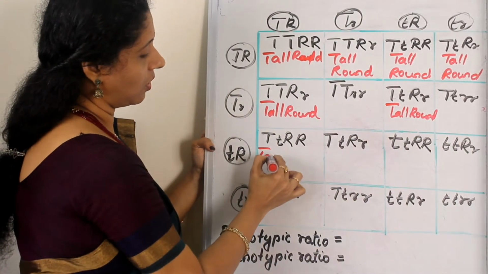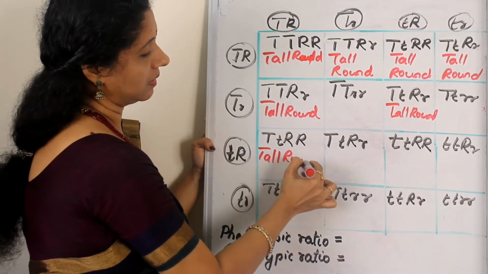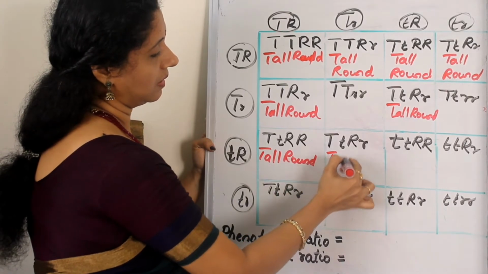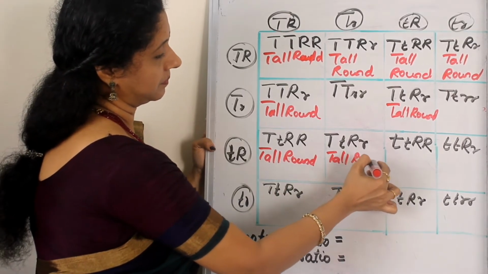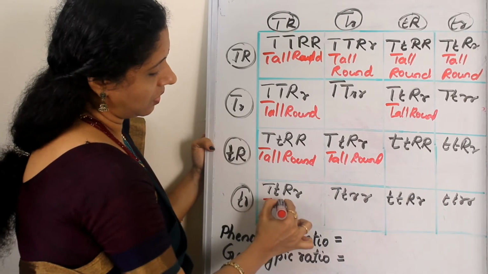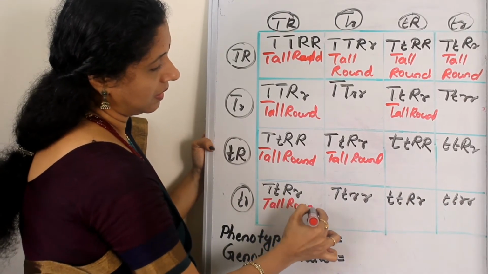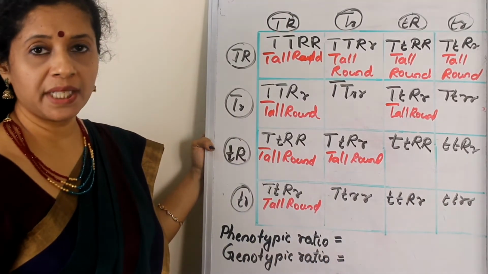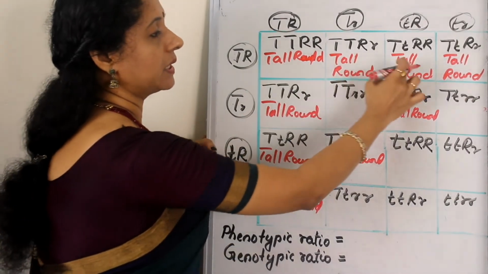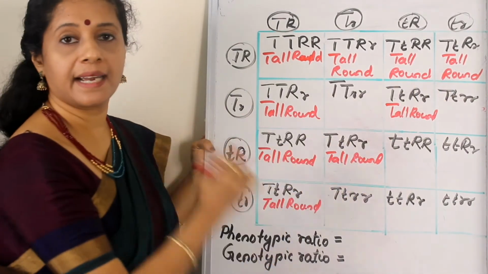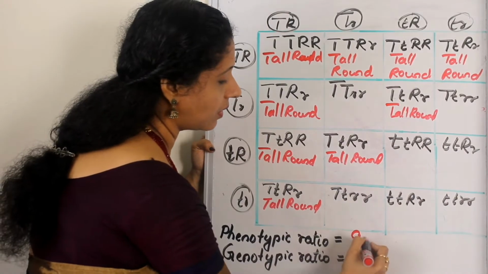Here again, tall, round. So how many tall round did we get? 1, 2, 3, 4, 5, 6, 7, 8, 9. 9 tall round we got.